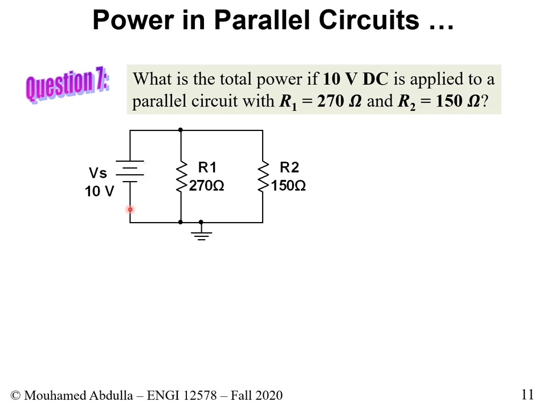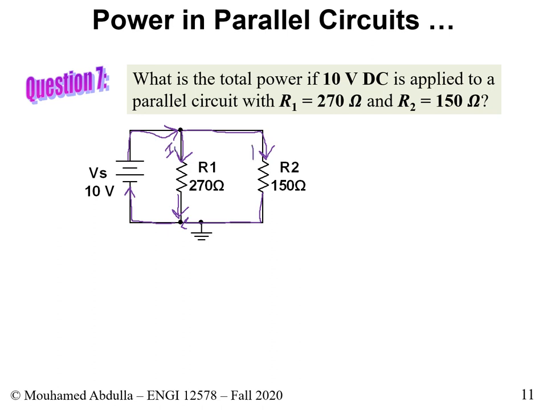The source is 10 volts, and we have R1 and R2. It is always good practice to figure out the path for the current. So current flows this way. It goes here. It goes to the other resistor R2. It leaves resistor R2, and it reaches here. And then the current from R1 also reaches here. And then we go back to the source.